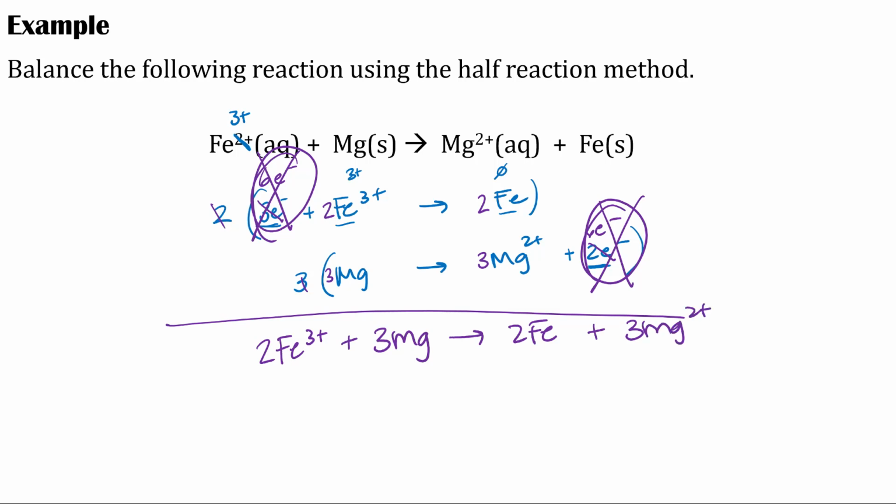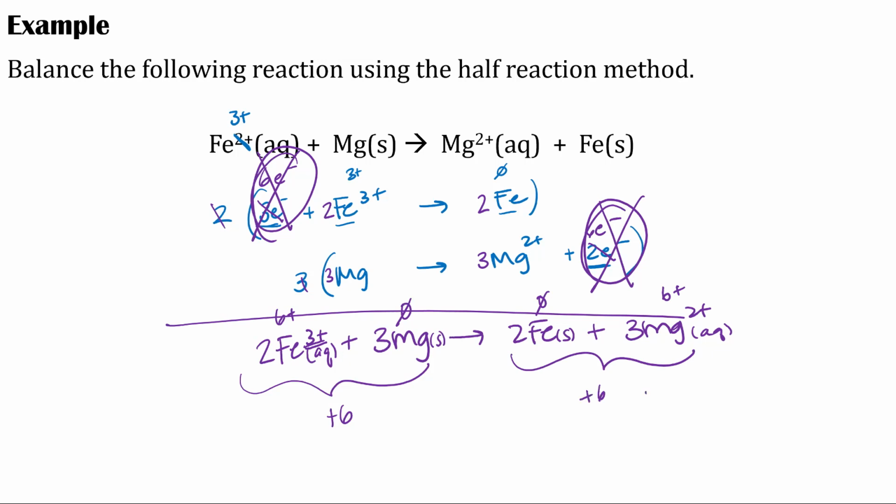And so one thing that you can remember is that if it's just a plain atom, it's going to be a solid, and if it's an ion, it's going to be aqueous. So you don't have to always keep looking back. All right, so now if I want to check my charges over here, the 3 magnesium zeros would be 0, and then we have 2 Fe3 plus, and so that would be 6 plus over here. And then on this side, I have 6 plus and 0, and so the charges are balanced, and so that would be my balanced reaction.